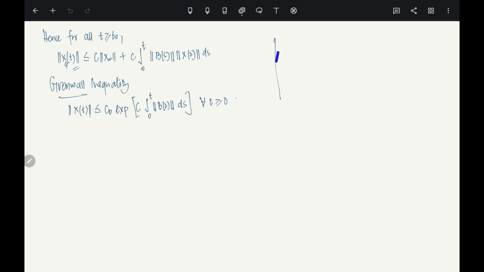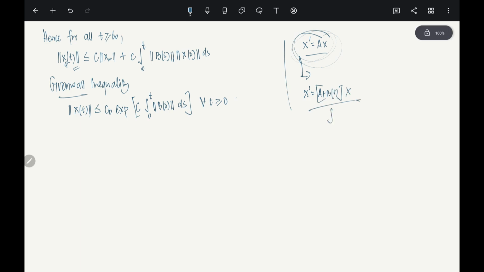Okay, so what did we learn? Very easy. We started with this x prime equals a x. We don't know whether such a thing happens or not, but let's just assume that somehow we get the information that all solutions of this problem are bounded. Once that is there, then you can say that all solutions of the problem x prime equals a plus b of t times x are also bounded. Yeah, but when is it true? If the integral of b of t is finite. Clear? That's what it basically says.